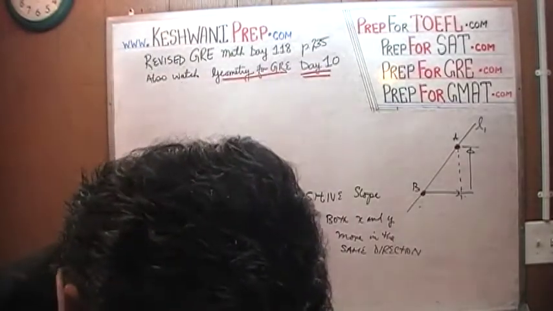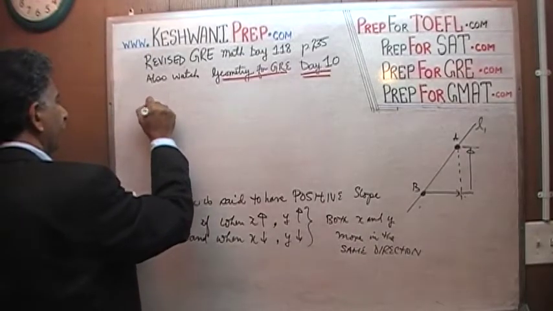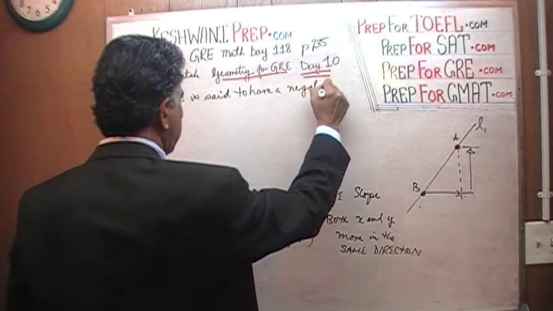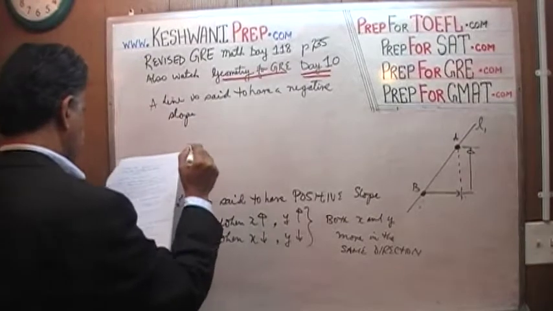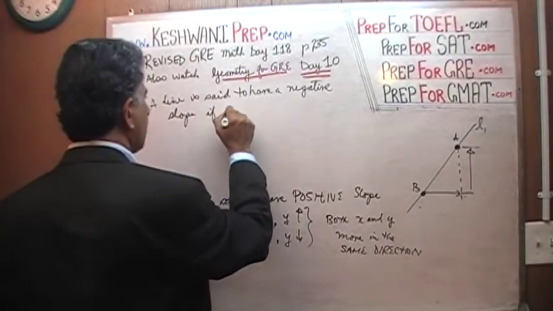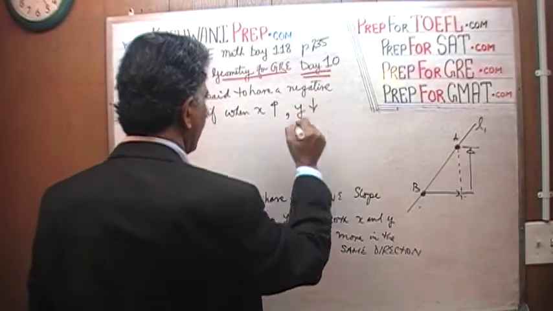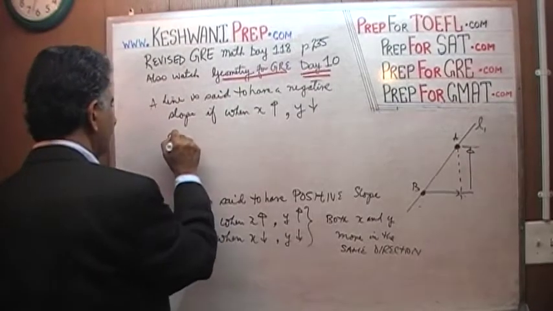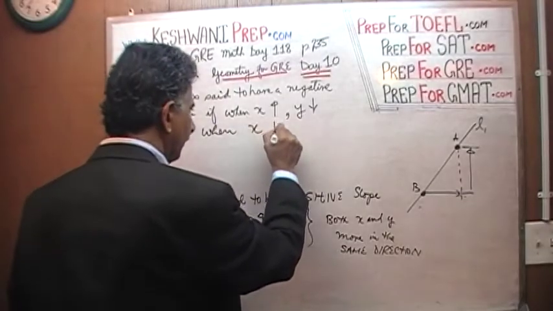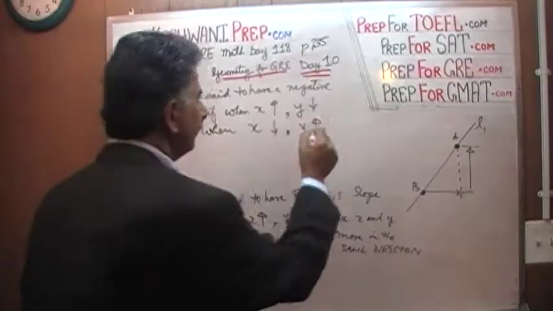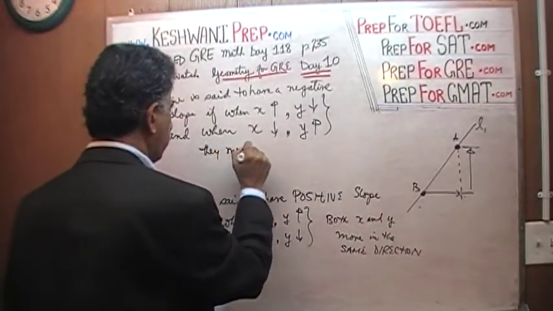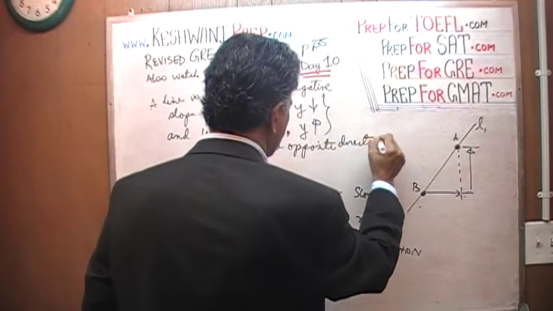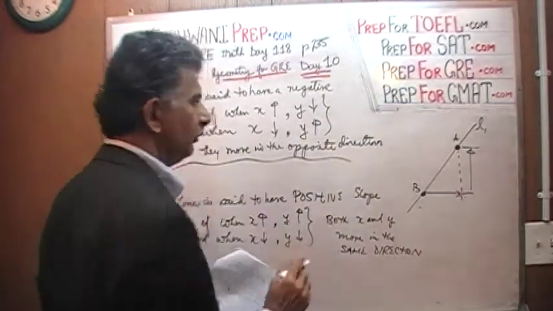A line is said to have a negative slope if, when x goes up, y goes down. When x rises, when x coordinate goes up, the y coordinate goes down. They move in the opposite direction. And similarly, when x goes down, y goes up. They move in the opposite direction.